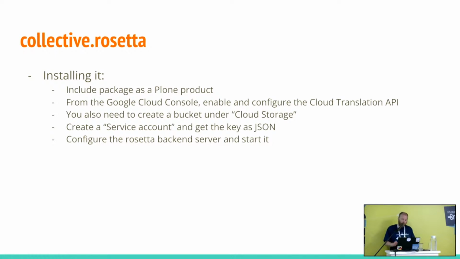But if you're using Google Cloud Translate API, you need to go to the Google console and enable the API, create a key, enable the cloud storage and create a bucket in there. I will explain why. And then get the JSON for that key and put it on the backend server.